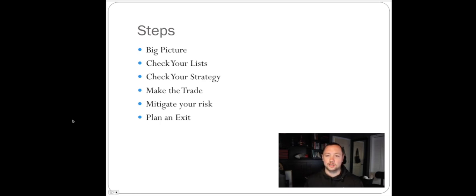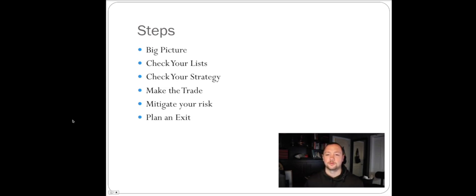Next is check your strategy. Make sure that this trade lines up with your strategy and you know how much you're going to put into it and what risk you're willing to take with this trade. Fourth, make the trade. Actually execute it properly in the correct market with the correct currency and get in at a price you're happy with.